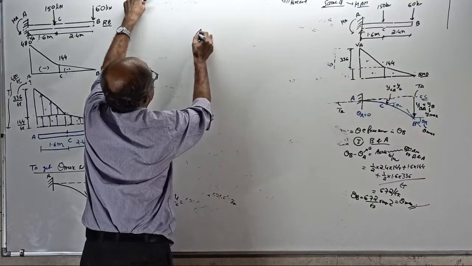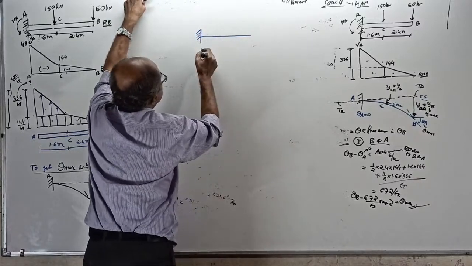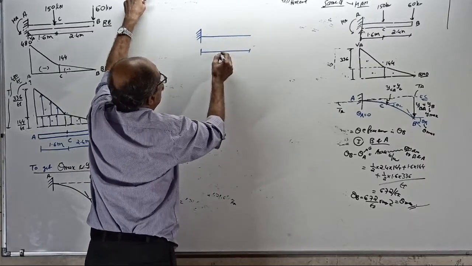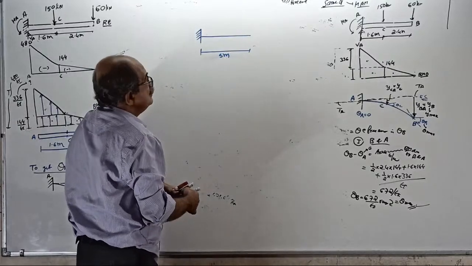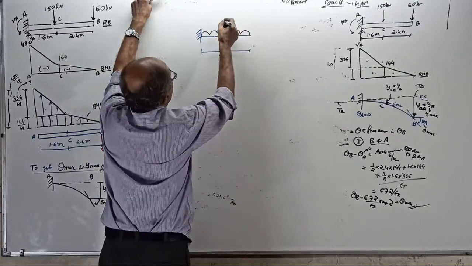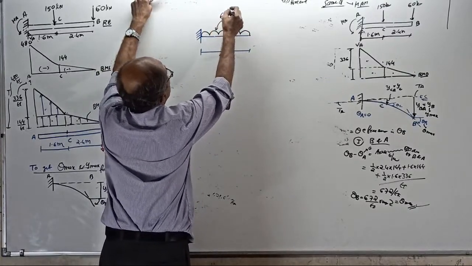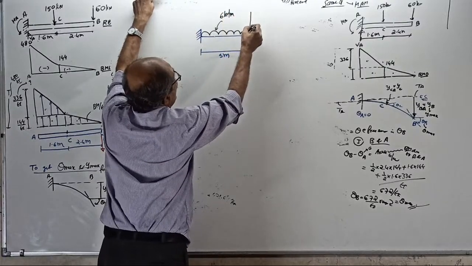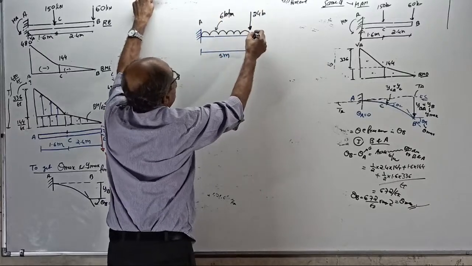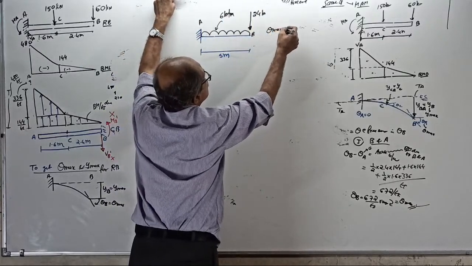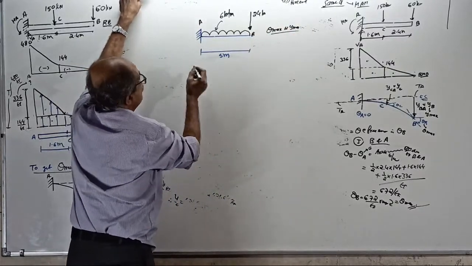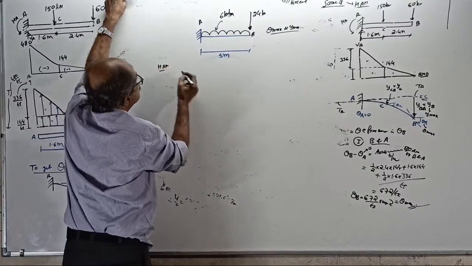A cantilever beam of length 5 meter is loaded by a UDL over the entire span of 6 kilonewton per meter, and also a point load of 24 kilonewton at the free end. Here you find only theta max and y max. Okay, I'll quickly solve it now. See, first go to the moment area method.